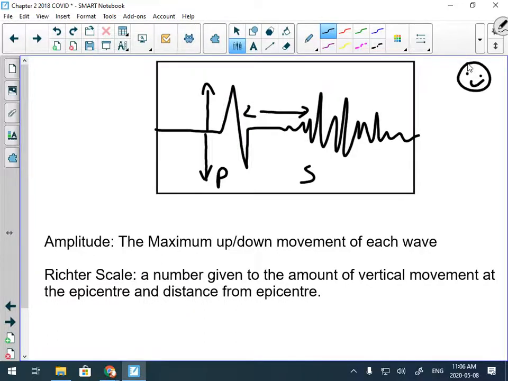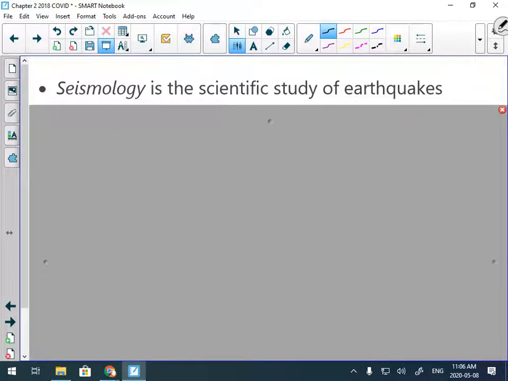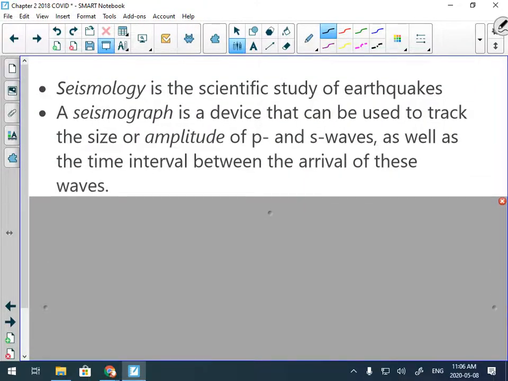It's so cool. Okay, real quick review. Seismology is the study of earthquakes. A seismograph is the device that measures the wave power. It's the device, and the seismograph makes a seismogram, the actual readout.